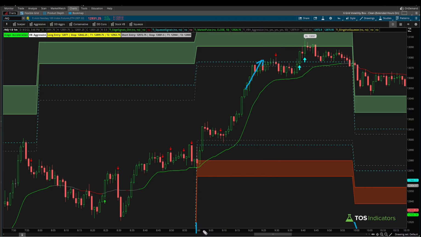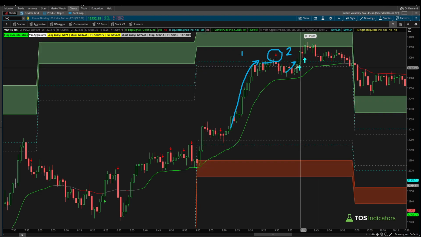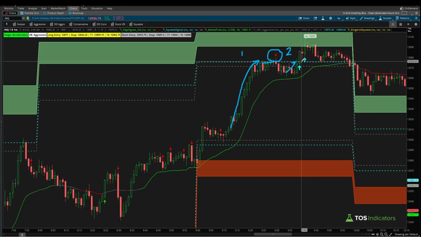So our first setup in the Nasdaq was in the 9 to 10 a.m. Pacific hour, when buyers again continued to rally price action up inside of our volatility box zone. This is step 1 of our setup. Then we're waiting for the edge signal confirmation, step 2, and once both of those are met, we're looking for a retest of this sign entry line. We got the retest with price action pulling back here with this first green candle.